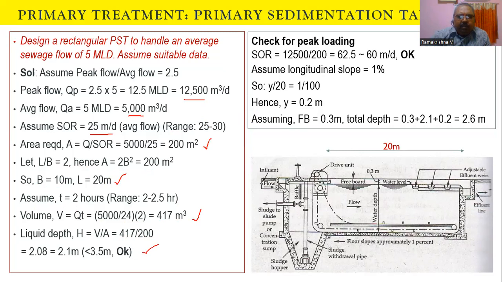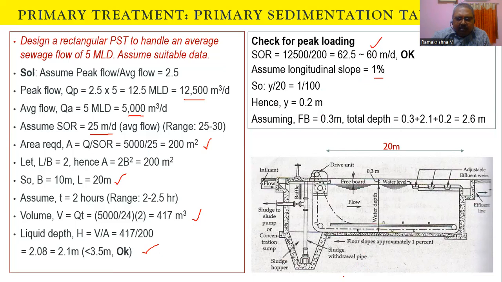For peak loading, we have to check the peak loading divided by the area we have provided. If you look at that, that is again close to the higher value of 60 meters per day, as in the previous case. For the longitudinal slope, you are taking 1%.